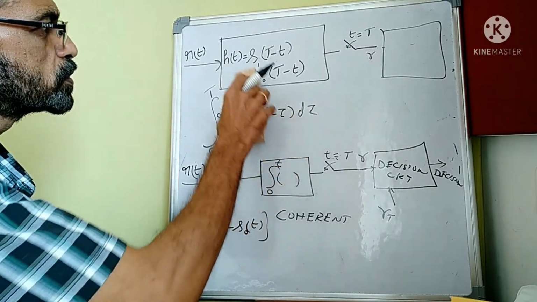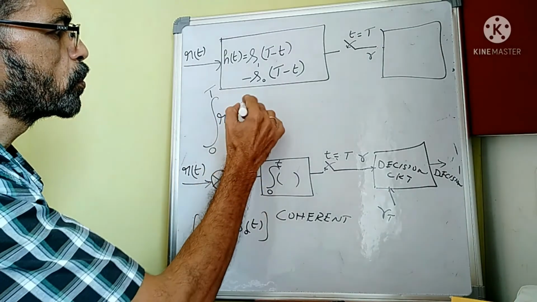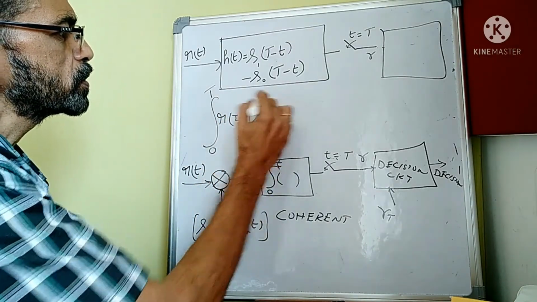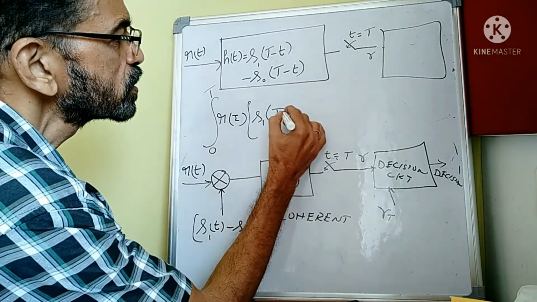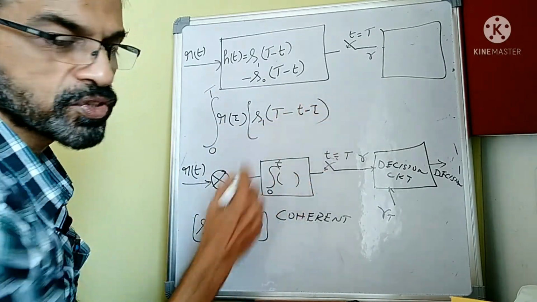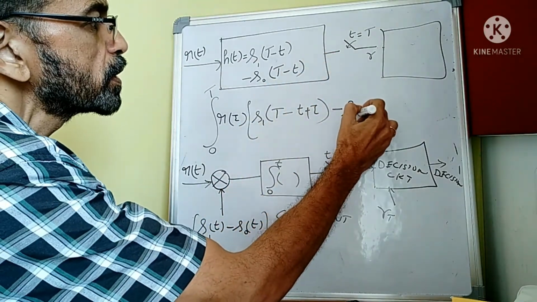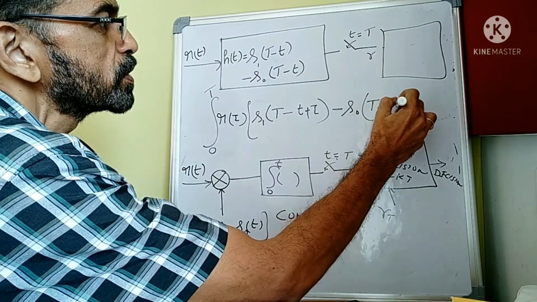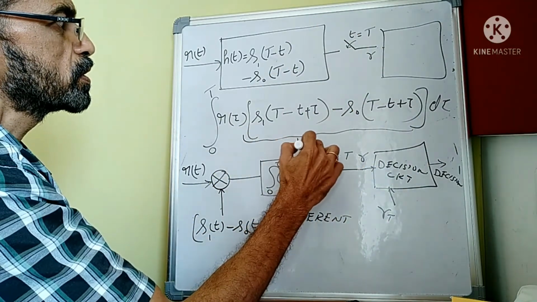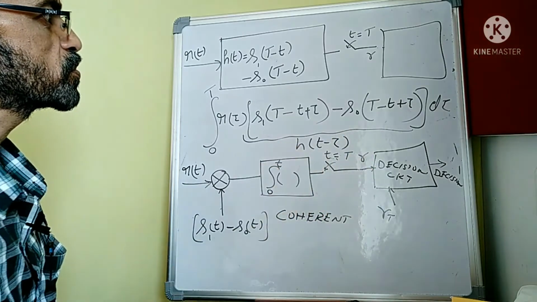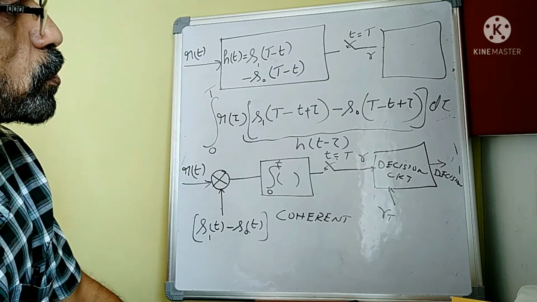Since we know this is h(t), I can write h(t − τ) as equal to s1(T − (t − τ)), sorry, T − t + τ, minus s0(T − t + τ). So remember, this is h(t − τ). Wherever there is t, we put t − τ to end up getting this.